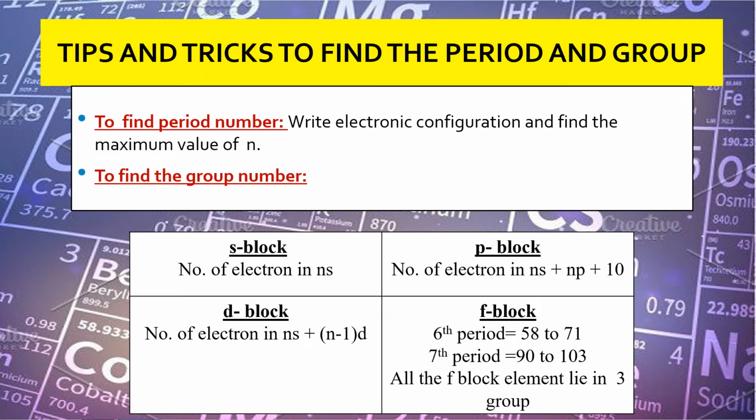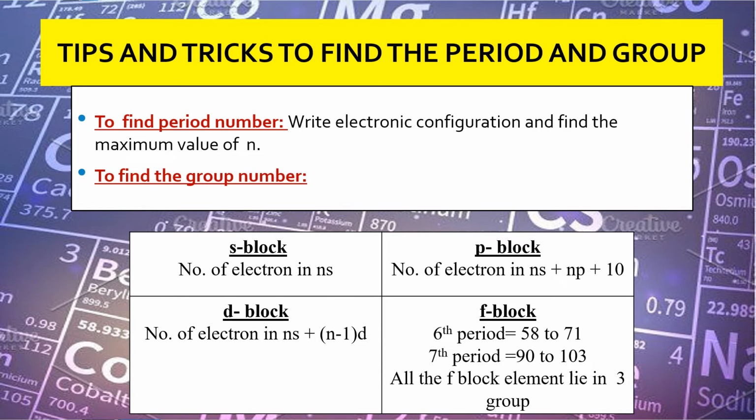Now, there are some tips and tricks to find the period and the group. First you have to write the electronic configuration, then you find the period number and the group number. To find the period number, you should find the maximum value of n, that is the principal quantum number. Then to find the group number, as we have divided the long form of the periodic table into s, p, d and f, on the basis of that you have to calculate the group number.